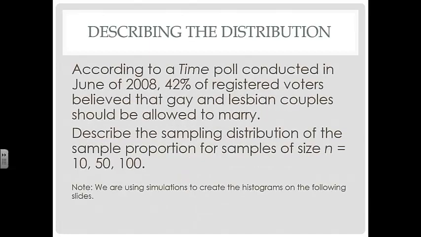Now let's take a look at describing the distribution. A poll was taken and 42% of registered voters believed that gay and lesbian couples should be allowed to marry. Describe the sampling distribution of the sample proportion for samples of size 10, 50, and 100. Now keep in mind we're using simulations to create these histograms, so they could be done on the calculator or using StatCrunch, but we're using simulations. We didn't actually take these samples.